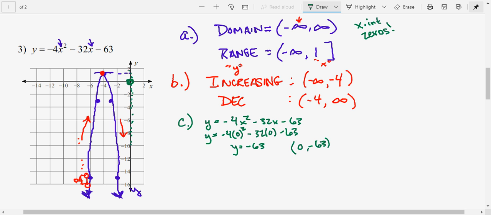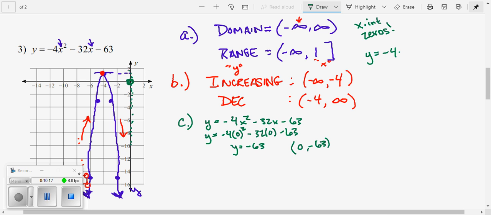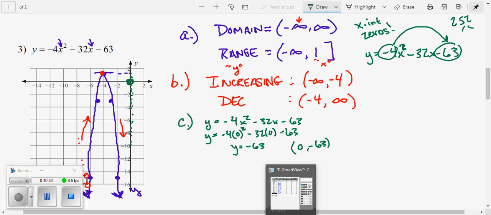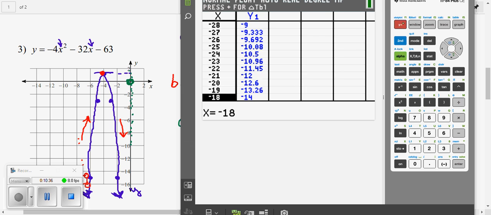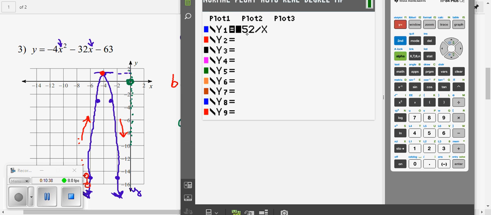I want to see if this thing will factor. So that's 126, that's 252. What I'm doing here, and I'm just showing that this can be done by hand, is taking that -4, multiplying it by -63, and you get 252. And are there factors of 252 that add up to -32? The middle number? Yes, there are. But how could you find them if you didn't just know them? Again, you can use your calculator.